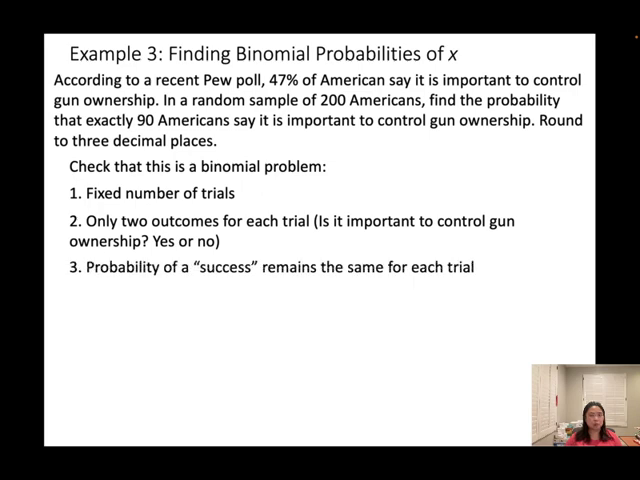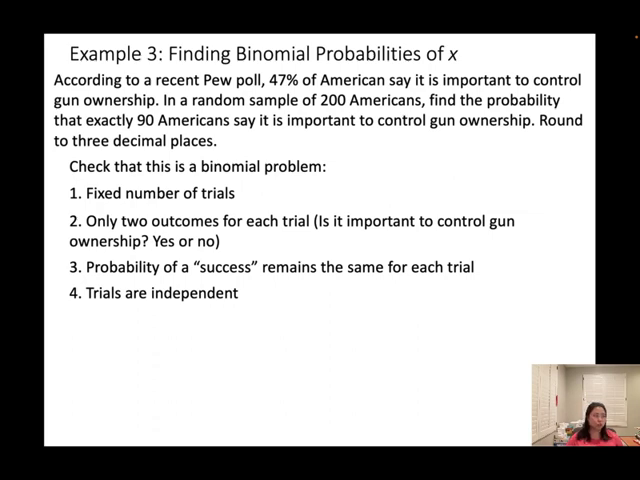Number 3, the probability of success remains the same for each trial. Do they have the same probability of success? Yes, because we say 47% of the Americans say it is important to control gun ownership. So the probability of success remains the same. Last one, the trials are independent, right? One American saying it is important to control it doesn't affect the next one. Okay, so these are independent trials.